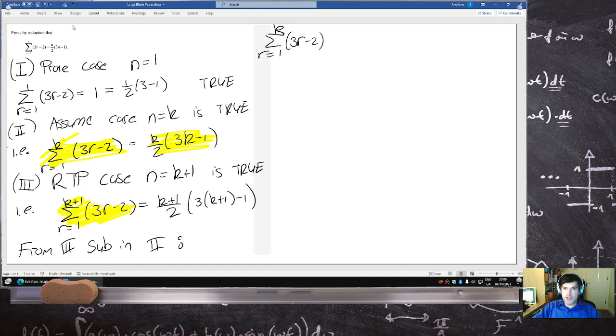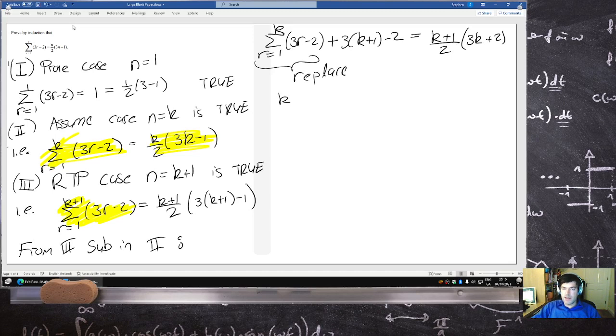of 3r minus 2. Well, I was going to sub it in, but I thought maybe I'd be doing too much in one step. So you split this sum up into 2, plus the last piece, which would be 3 times k plus 1 minus 2. So that's 1 to k plus the last piece, and that's equal to k plus 1 over 2, and then we'll just clean that up. That's 3k plus 2.